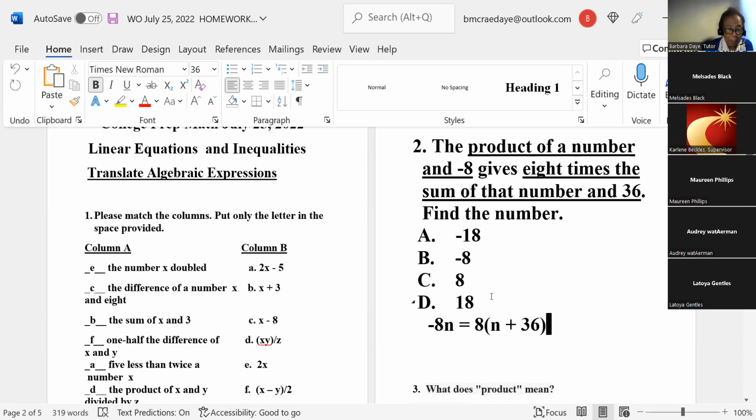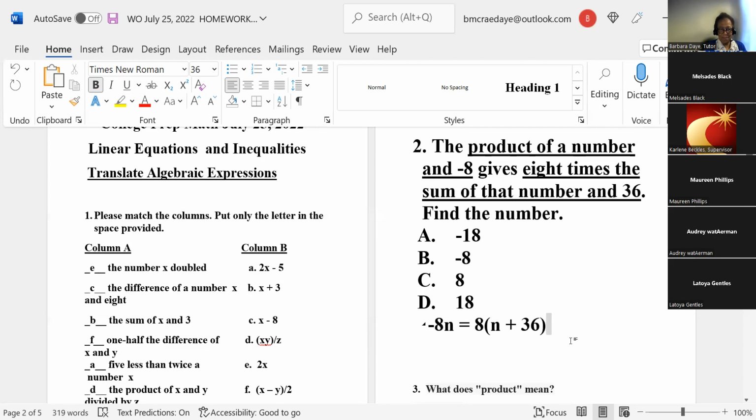That means you got to put the sum of the number and 36 in parentheses to multiply it by 8. 8 times the sum. That's multiplication, right? Yes, miss. Is that clear, Mercedes? Okay, then it gets clearer. So we've translated the verbal to the math.